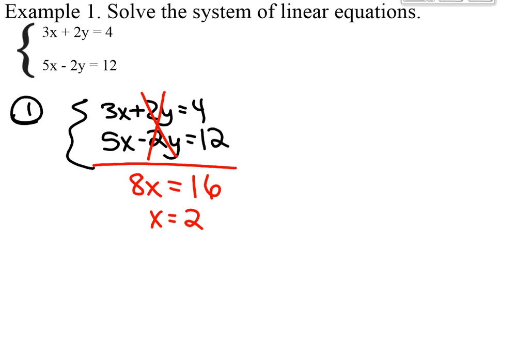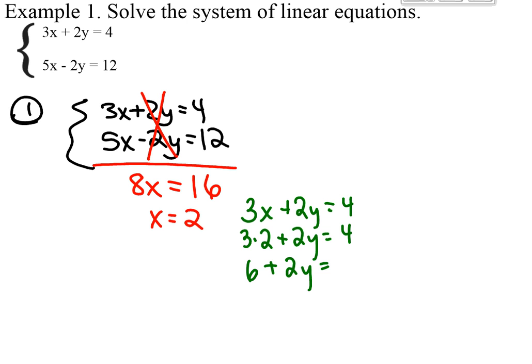Back substitute, it doesn't matter which equation you back substitute into. I'm just going to do the 3x plus 2y equals 4. So 3 times 2 plus 2y equals 4. 6 plus 2y is 4. Subtract 6, I get negative 2. 2y is negative 2. Divide by 2, I get y is negative 1. And so do make sure that you're putting your answer in an ordered pair if it works out.